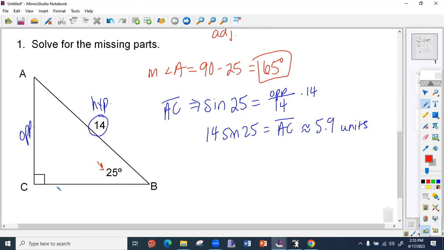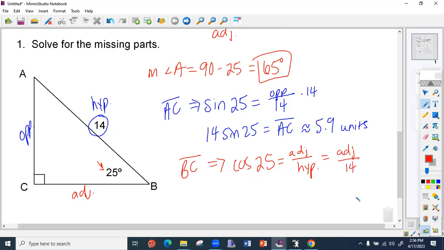Now, this time we need to find BC. And the relationship between 25 and BC is what? Adjacent. So now I have my adjacent and hypotenuse. Adjacent and hypotenuse means which trig ratio? Cosine. So this is going to lead me to using cosine of 25, which equals adjacent over hypotenuse. In this case, our adjacent we do not know, but our hypotenuse is 14.